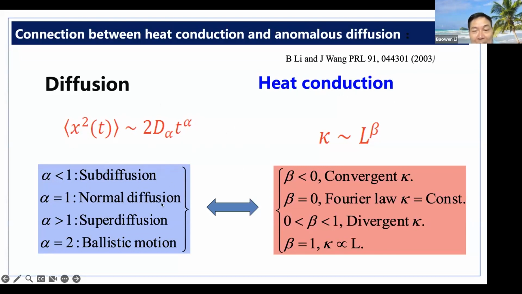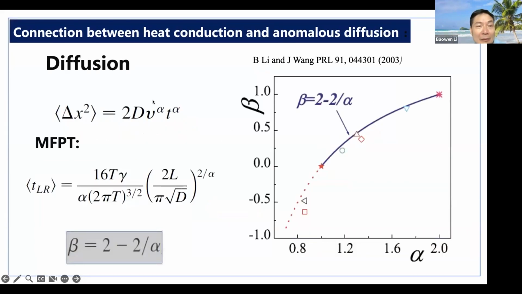For normal diffusion we have normal conduction, which means the Fourier law. This is what we know from the undergraduate textbook. For superdiffusion, we have a divergent thermal conductivity. For ballistic motion, we have beta equal to 1. For subdiffusion, we have zero thermal conductivity. We start from a fractional differential equation, using the mean first passage time, to obtain this connection between the diffusion exponent alpha and the divergent thermal conductivity exponent beta.